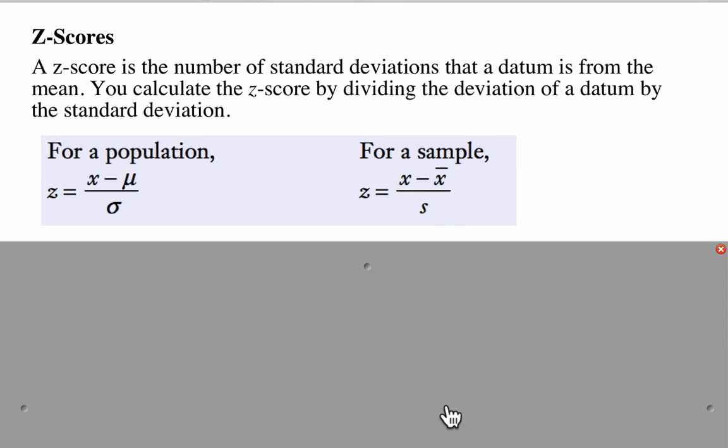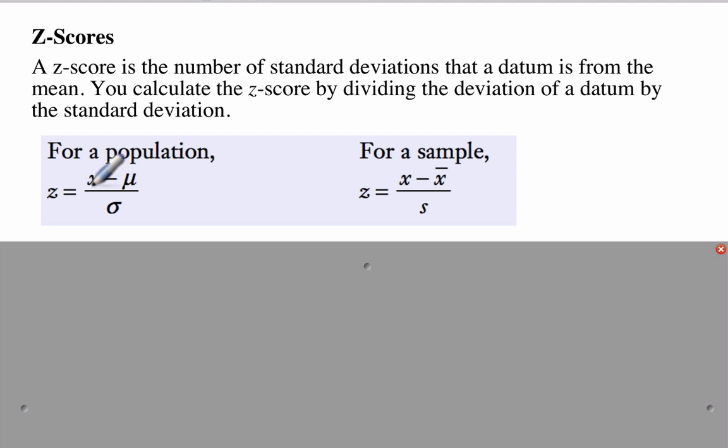Now, another feature that is useful to look at when considering the spread of the data in a sample or in a population is to look at the z-scores for a particular value. The z-score is the number of standard deviations that a datum within that population is from the mean. If you're going to calculate the z-score, you do that by dividing the deviation, and remember that the deviation is the distance a data value is from the mean.